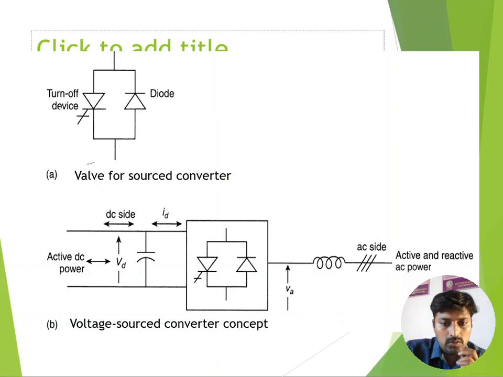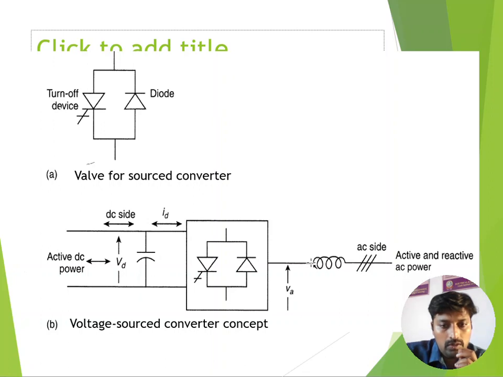So how can the voltage source converter be represented? You clearly observe that this is the representation of a voltage source converter. The basic representation is a turn off device in anti-parallel with a diode. We give some DC input, and we put a large capacitance here to sustain the DC voltage. So this converter can convert this DC power into AC power.